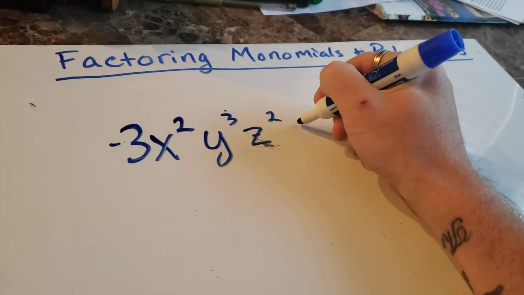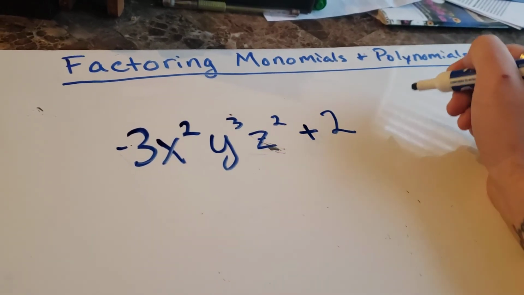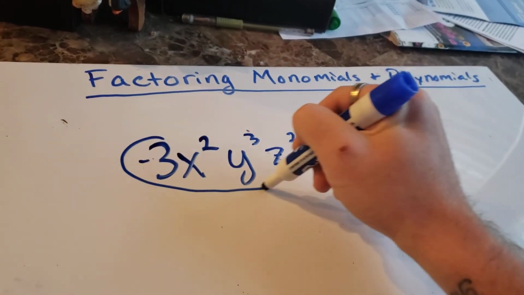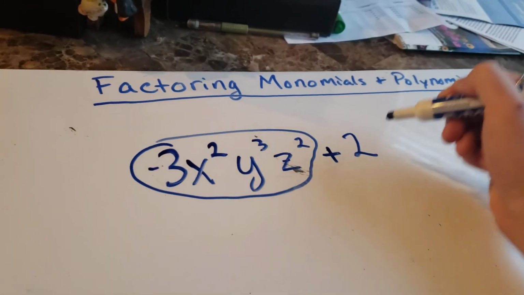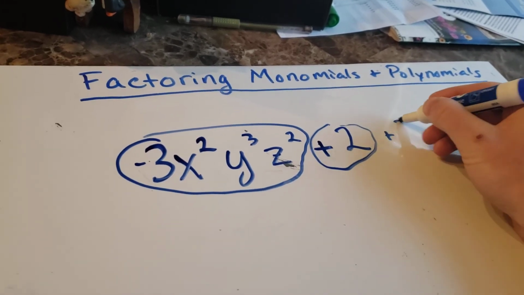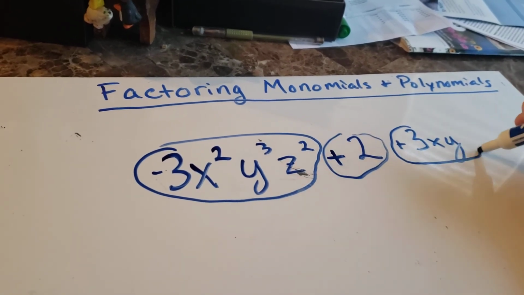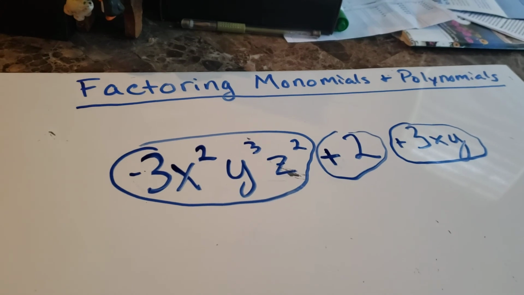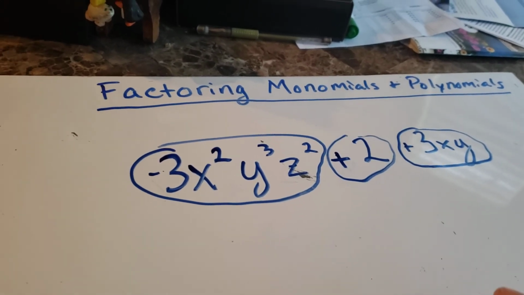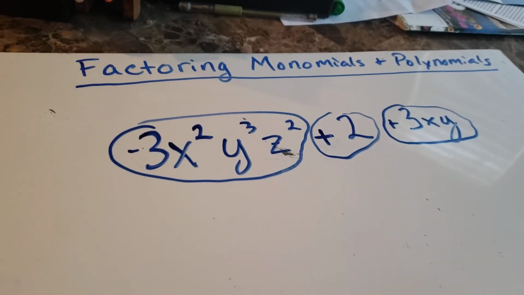So as soon as I put an addition sign, so plus 2, that is now a binomial because there are two terms: negative 3x squared y cubed z squared, and then a positive 2. And then I could add plus 3xy. That is now a trinomial, 3 terms. So remember, we sort whether it's a monomial, binomial, trinomial, or polynomial by the number of addition and subtraction signs, or positives and negatives, okay?